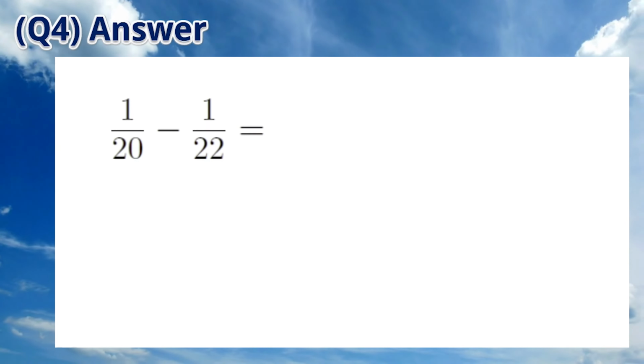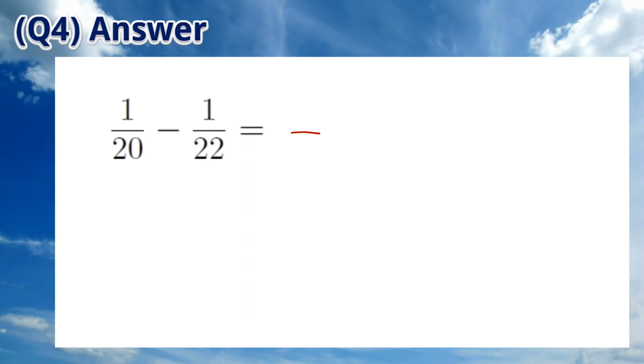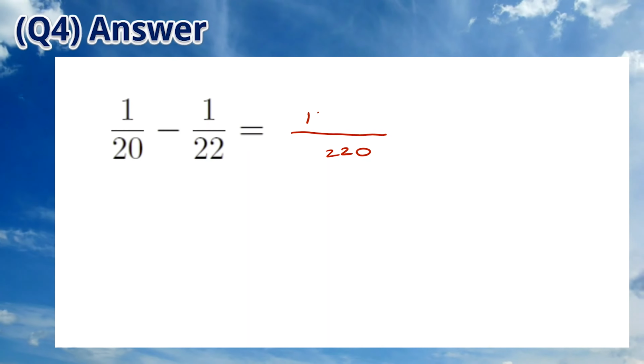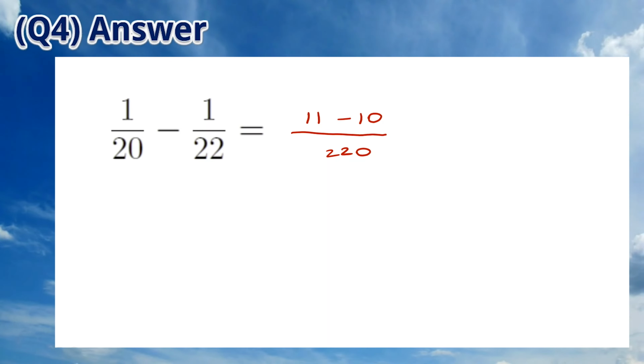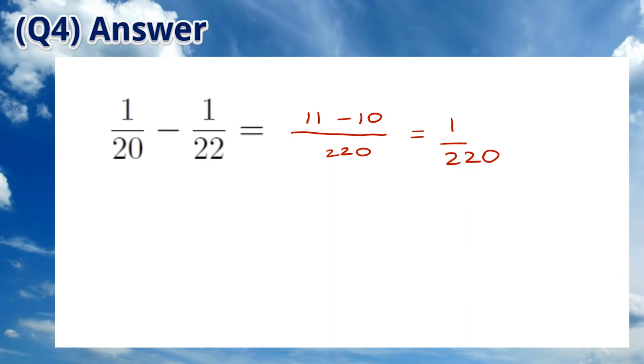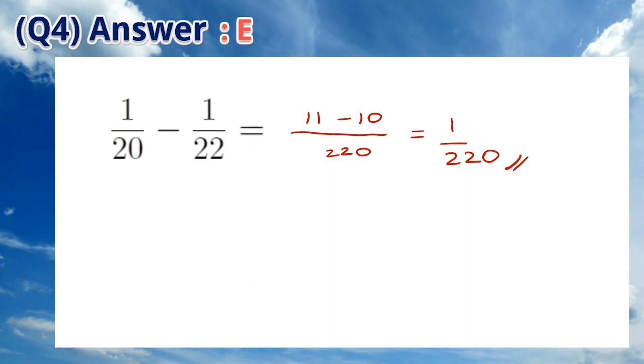The lowest common multiple of 20 and 22 is 220. We get the fraction where 11 minus 10 over 220 is equal to 1 over 220. This means that the answer is E.